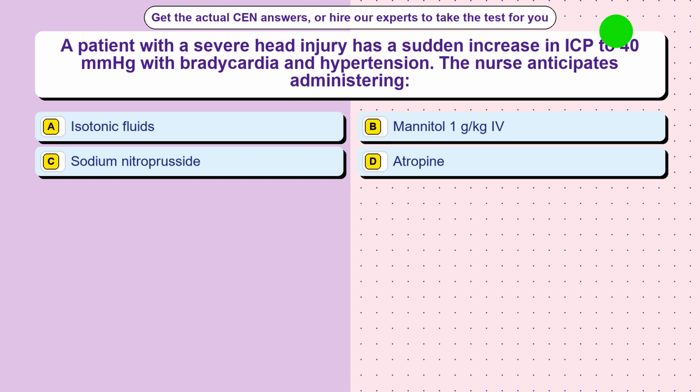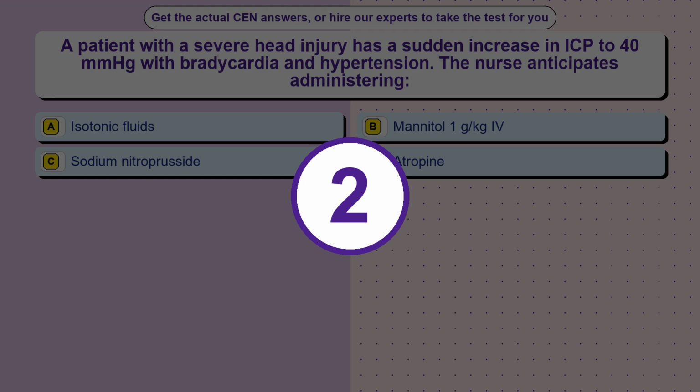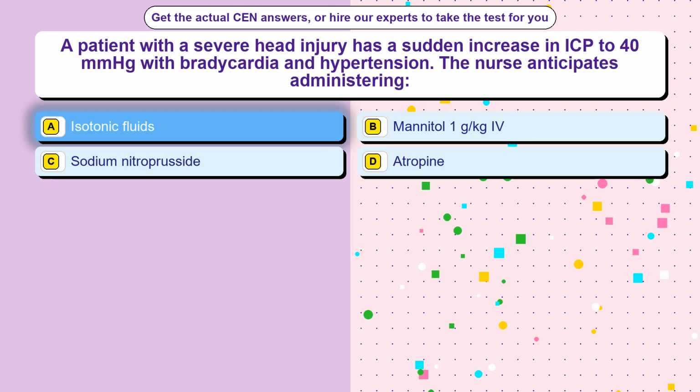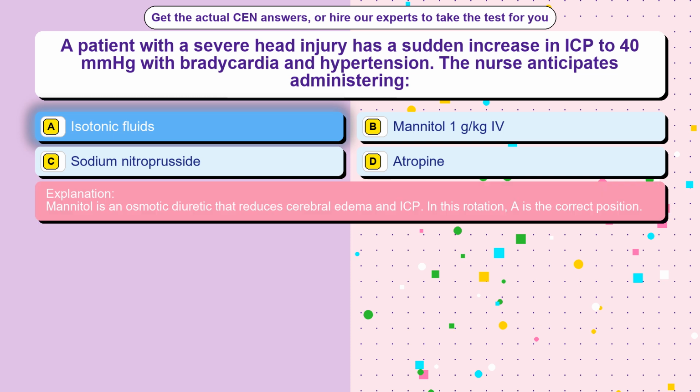Question 61. A patient with a severe head injury has a sudden increase in ICP to 40 mmHg with bradycardia and hypertension. The nurse anticipates administering: Option A, isotonic fluids. Option B, mannitol 1 g/kg. Option C, sodium nitroprusside. Option D, atropine. The correct answer is option A, isotonic fluids. Mannitol is an osmotic diuretic that reduces cerebral edema and ICP. In this rotation, A is the correct position.